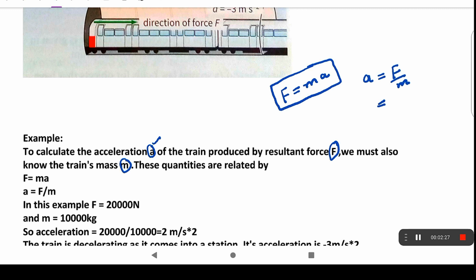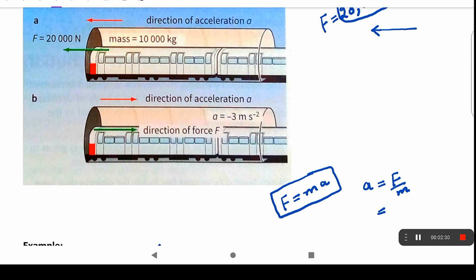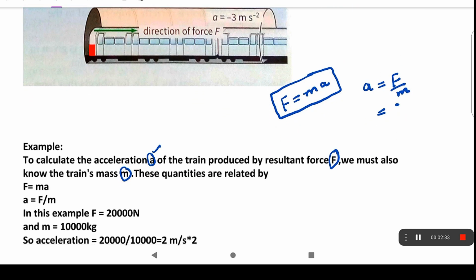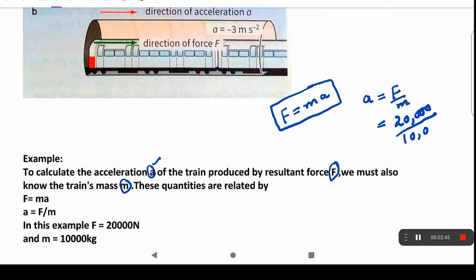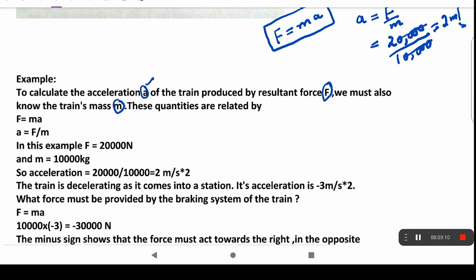The force applied on this train to the left direction is 20,000. So it is 20,000 divided by m. m is the mass. What is the mass of the train? Mass of the train is 10,000. Now you know that there are 4 zeros in the numerator and 4 zeros in the denominator, so we will cancel both. So it will come out 2 meter per second square. Why do we take meter per second square? Because it is the acceleration. Acceleration has the unit meter per second square.